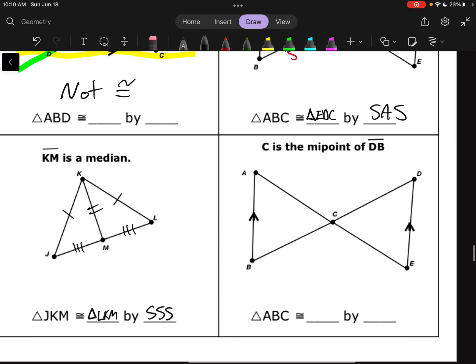And then if C is the midpoint of DB here, well, we've got our vertical angles. C is the midpoint of DB, then these are the same. And then if these lines are parallel with those arrows, using this as our transversal, we got some alternate interior angles with B and D. So triangle ABC is congruent to triangle EDC by angle, side, angle.